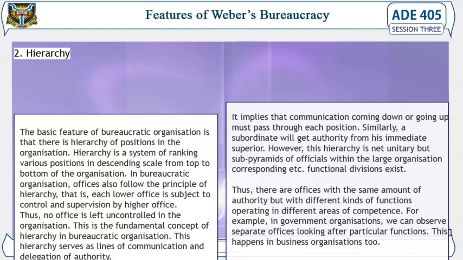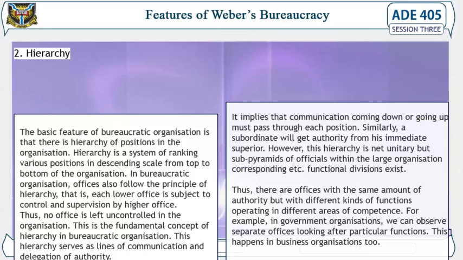2. Hierarchy. The basic feature of bureaucratic organization is that there is a hierarchy of positions in the organization. Hierarchy is a system of ranking various positions in descending scale from top to bottom of the organization. In bureaucratic organization, offices also follow the principle of hierarchy, that is, each lower office is subject to control and supervision by a higher office. Thus, no office is left uncontrolled in the organization. This is the fundamental concept of hierarchy in bureaucratic organization.